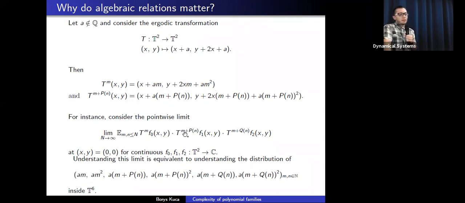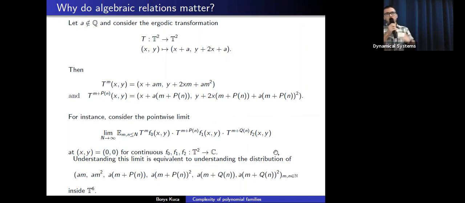If I take t to be m plus pn at 0, 0, then again, in the first coordinate, I get a times m plus pn, while in the second coordinate, I get a times m plus pn squared, and hence the next two entries here. And in a similar way, we can obtain the last two entries.